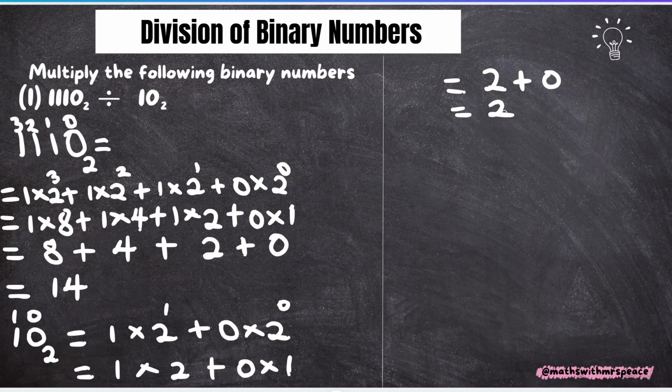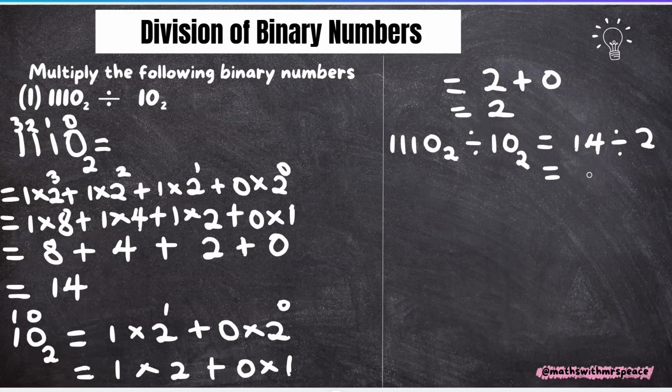Now that we have succeeded in converting both numbers to base 10, we're going to write that as 1110 base 2 divided by 10 base 2 is equal to, we have 1110 as 14, and then we have 10 as 2. And we know that 14 divided by 2 is going to give us 7. We're not going to leave our answer in base 10 since the question was given to us in base 2. So let's go ahead and convert 7 back to base 2.